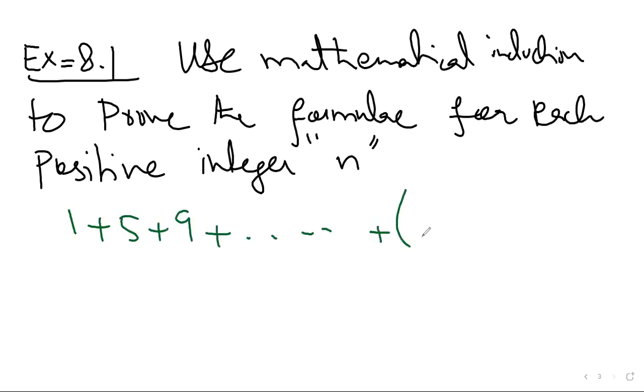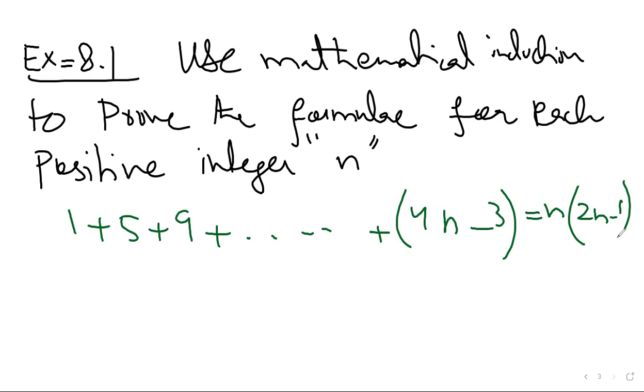The last term of the sequence is 4n minus 3, and its sum value is n into 2n minus 1. Firstly, before solving it, I will give a brief review of what it is and what we are doing, and I will relate this question with a practical example as well.